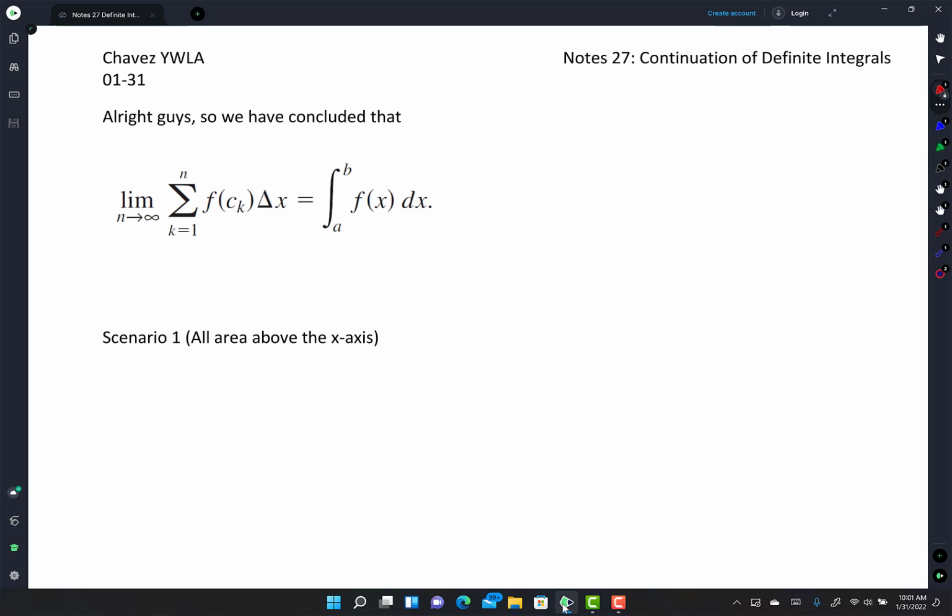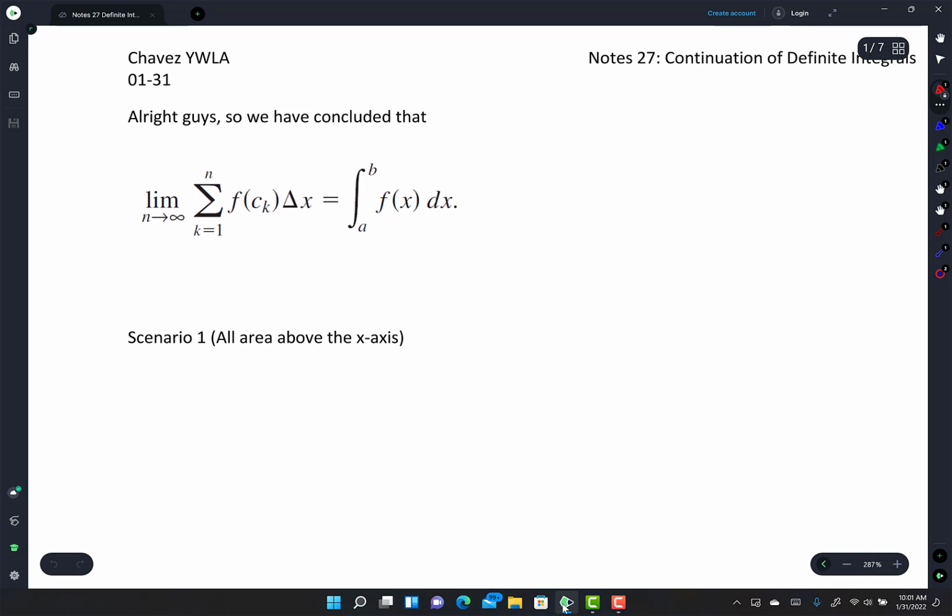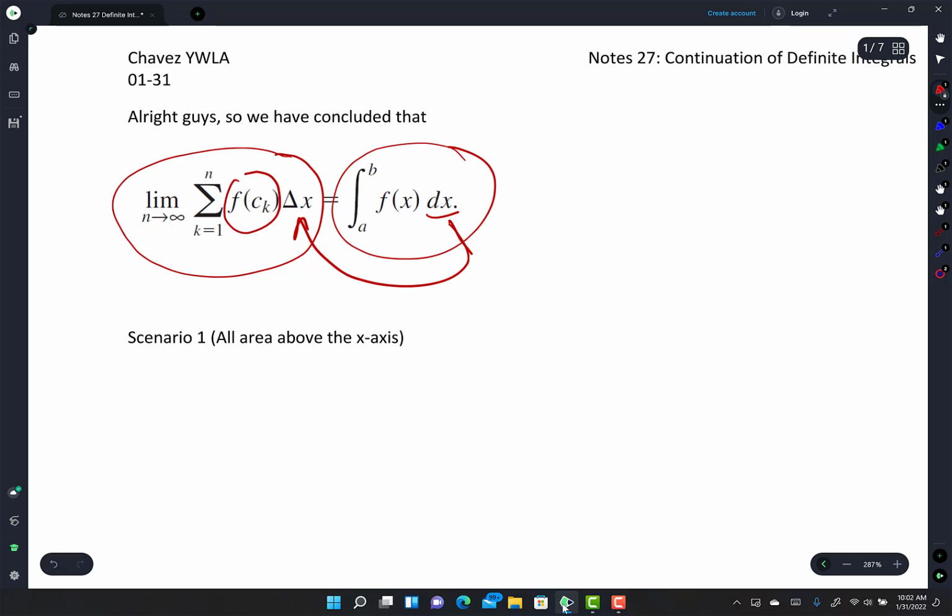So what did we learn last week? We learned that if we do an infinite amount of rectangles, the expression on the left becomes the expression on the right. So that dx here is like delta x, and this f of ck, that's for the kth rectangle, is like f of x. The a is the starting point, and the b is the ending point, where you end.